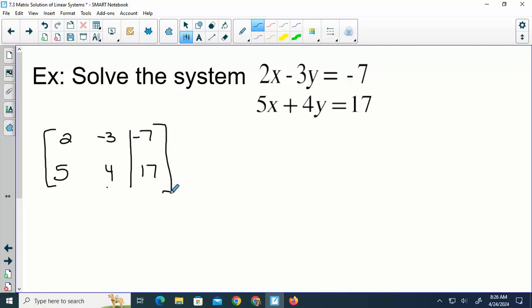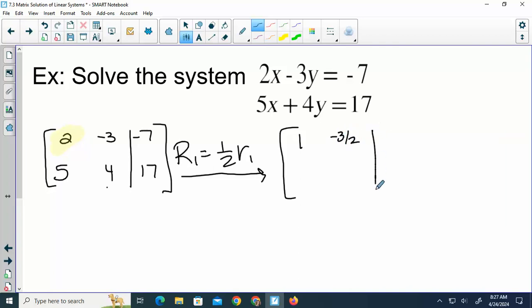What would you do first? We need the 1 first. Easiest option. Not the only option, but the thing that never fails. If you want a 1, you just multiply by the reciprocal. So 1/2 row 1. So give me 1, -3/2, -7/2.